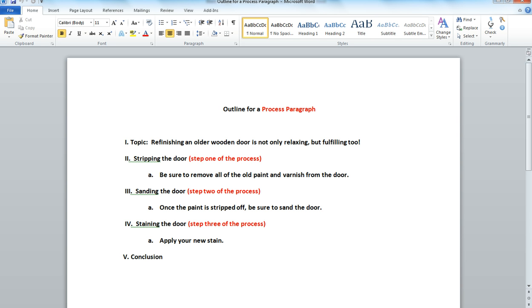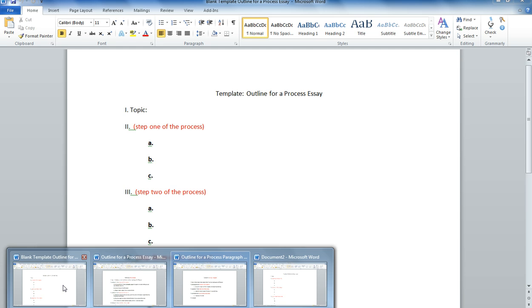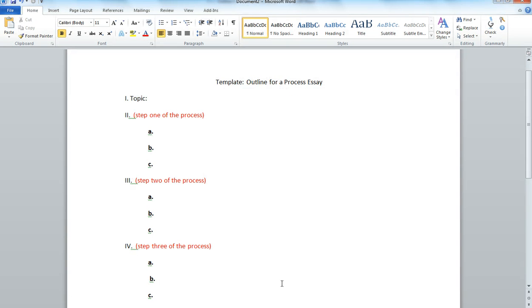So how do we do that? Well, we go back to our template here and we begin by typing in our information. So we start with our topic, refinishing an old wooden door. That's our topic. What's step 1 of our process? Well, we start by stripping the door. That's step 1. So that's what our first body paragraph is going to be about.